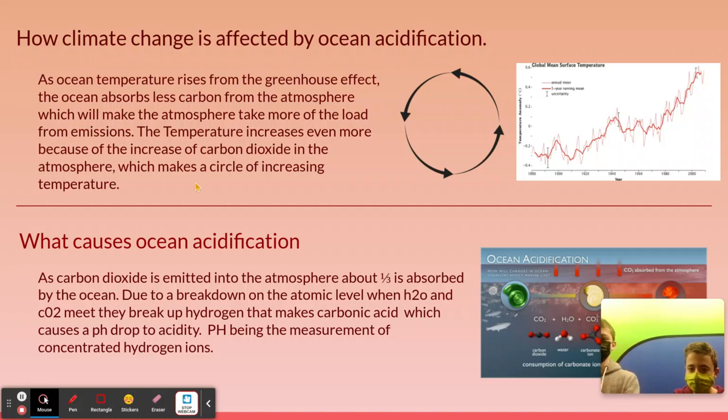As carbon is emitted into the atmosphere, about one third is absorbed by the ocean. But due to the breakdown on the atomic level, when water and carbon dioxide meet up, they break up hydrogen that makes carbonic acid, which causes the acidity to rise or the pH to drop.